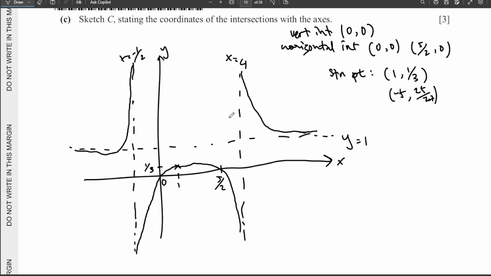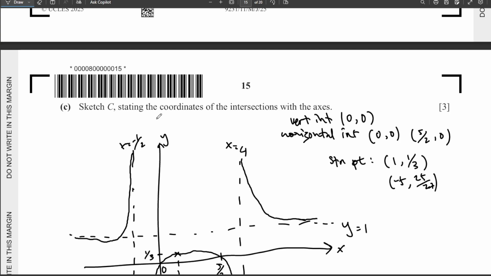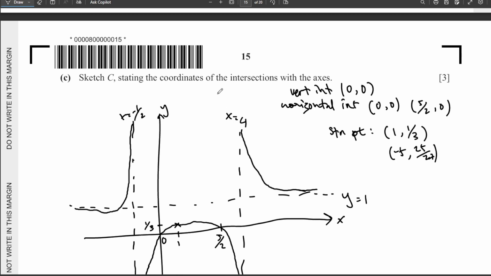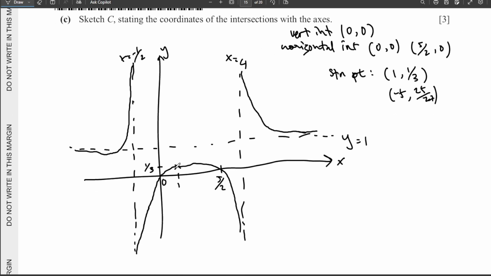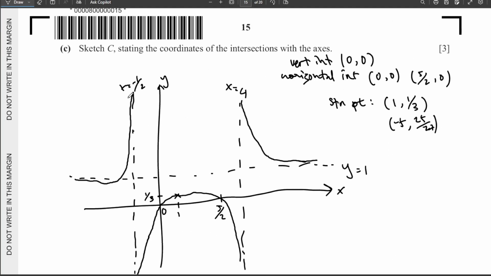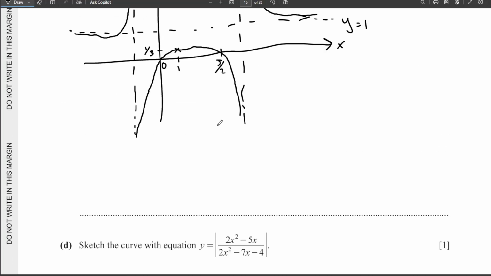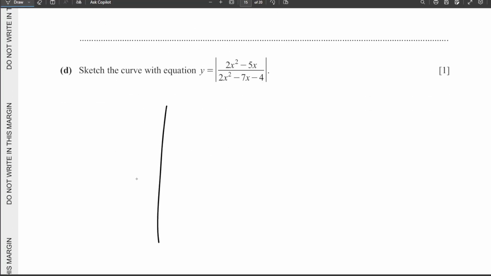Okay, so I do not have a ruler for this software. Is there anything else I need to do? Setting the coordinate intersection with the axis. Yep, done that. Asymptote, also done. So that will be this part of the sketch. Now we want to sketch the modulus of this. So basically it's the same thing.